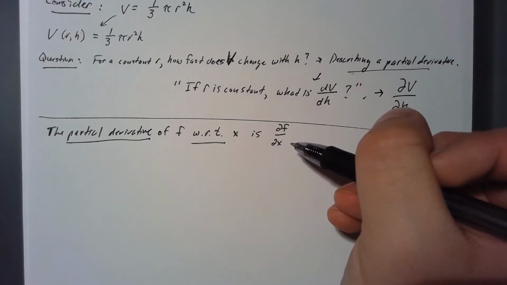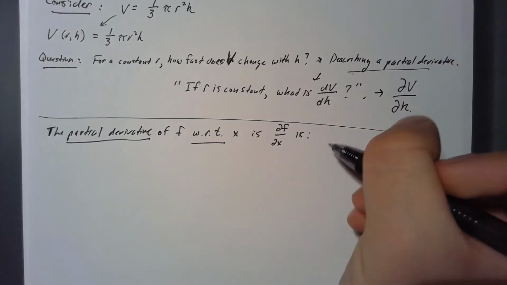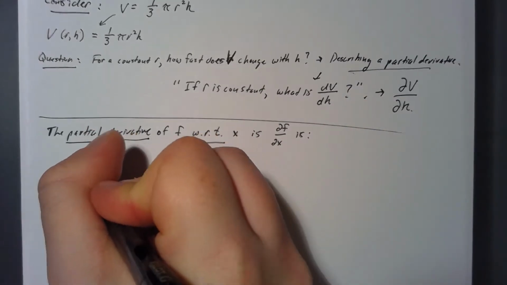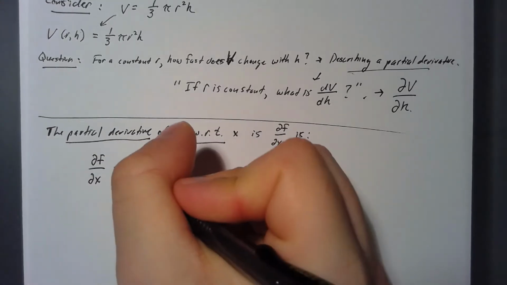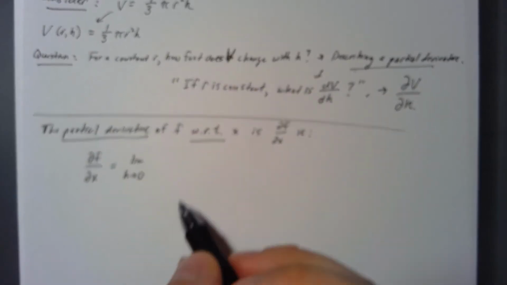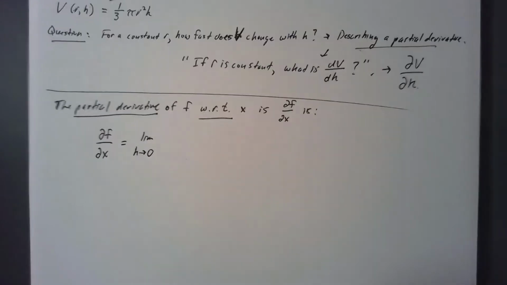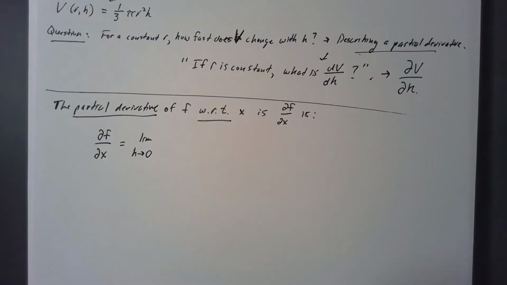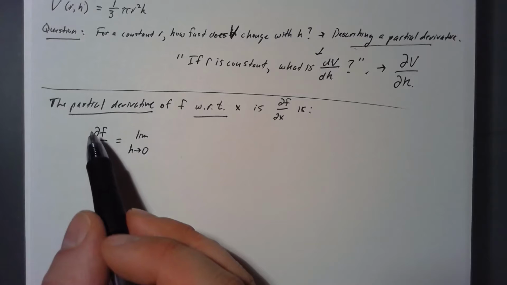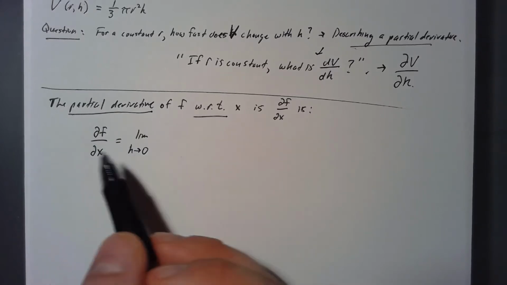So the definition of this is the limit as h approaches 0. And don't worry about the technical definition. I'm just showing you for completeness, but other than that, you probably won't see it again. That's going to be equal to the limit. What this means is we're taking the derivative of f with respect to x, but we're holding the other variables constant.